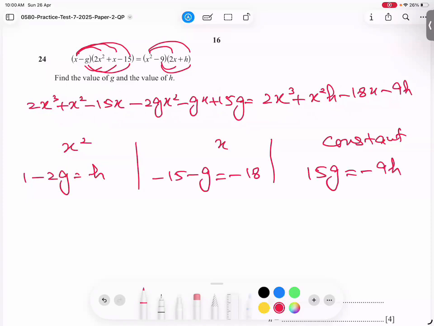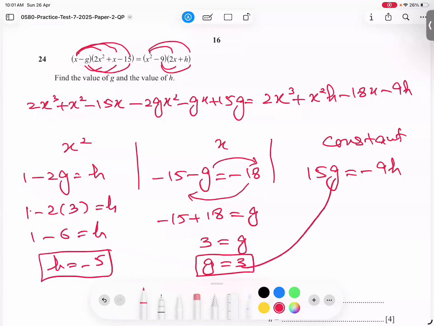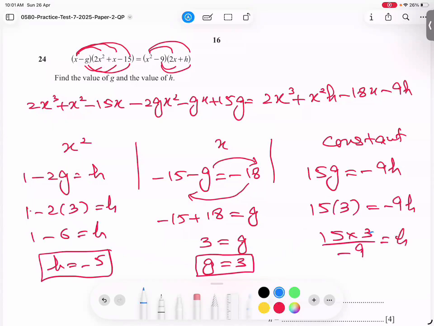So first of all, I'll solve this one. G, I'll bring to the other side, and this will go this side. If I shift it, I get 3 equal to g, or g is equal to 3. This I'm going to plug in here. So when I plug in here, 2 times 3, and 1 minus 6, h becomes negative 5. Then I plug it in here too. So 15 times 3 equals negative 9h. Negative 9 comes down, so 15 times 3 over negative 9. So I get h value is negative 5.